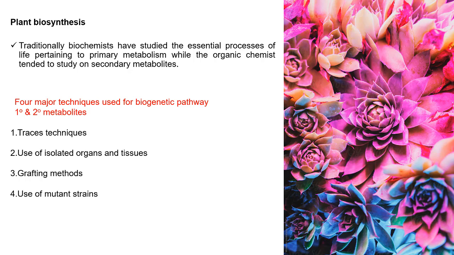To study these primary and secondary metabolites, we have four major techniques used in biogenetic pathways. The first one is the tracer technique, the next is the use of isolated organs and tissues, the third is the grafting method, and the fourth is the use of mutant strains.